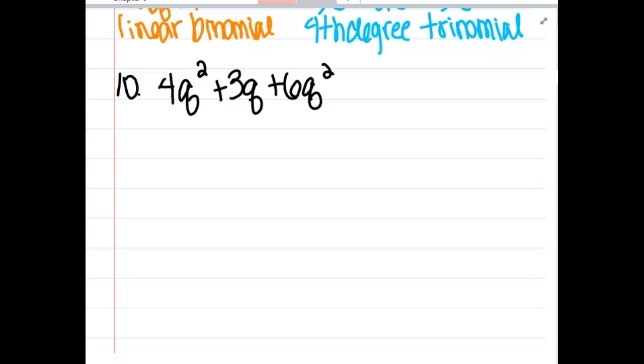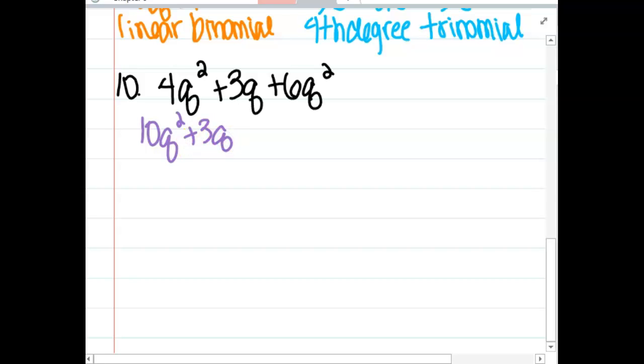What do you know about 4q squared and 6q squared? What could I call them? You can combine them, right? Because they're like terms. So we want to go ahead and do that. 4q squared plus 6q squared is 10q squared. Remember, there are still q squareds, there's just 10 of them. So if you can combine them, if you can simplify them, you want to go ahead and do that. So I have 10q squared plus 3q.